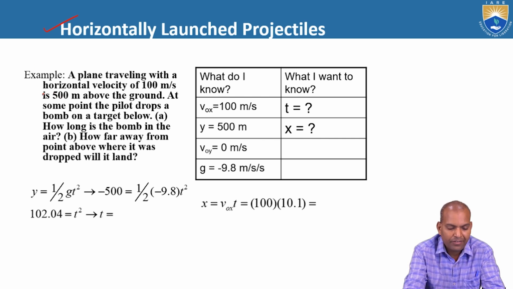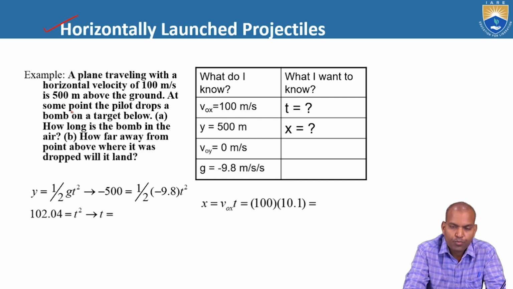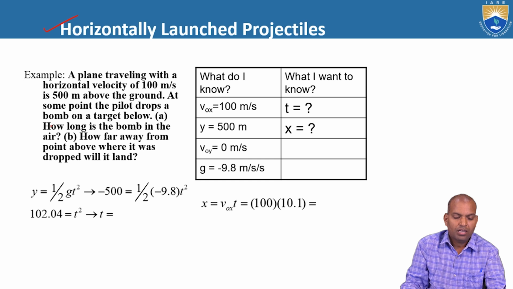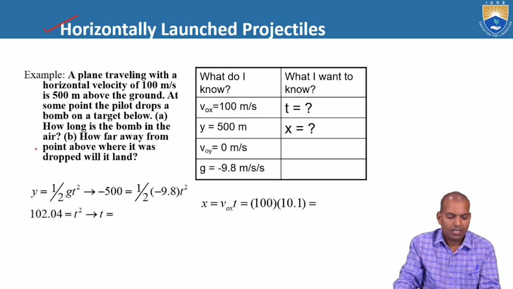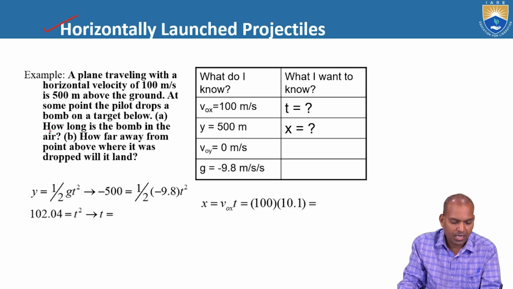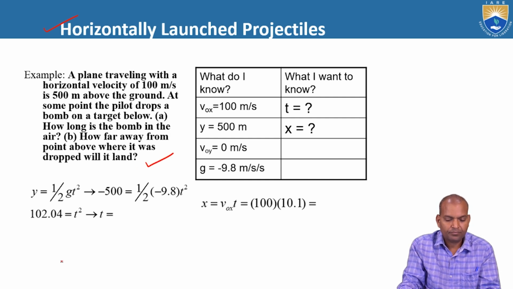Now, a plane traveling with a horizontal velocity of 100 meters per second is 500 meters above the ground. At some point, the pilot drops a bomb on a target below. There are two objectives, A and B. A, how long is the bomb in the air? And B, how far away from the point above where it was dropped will it land?